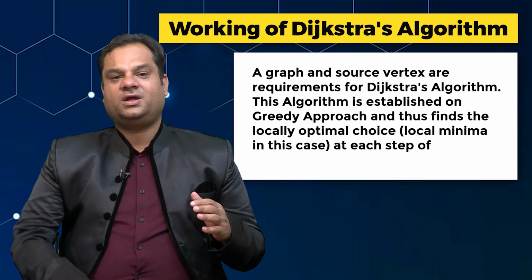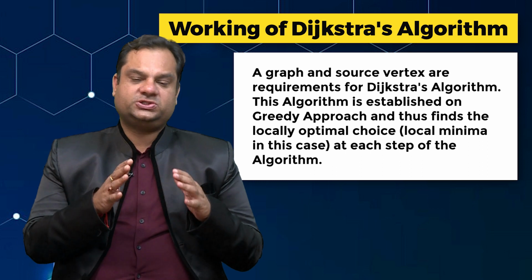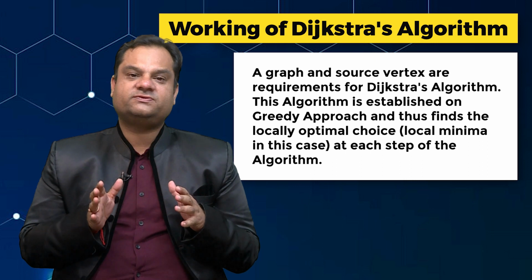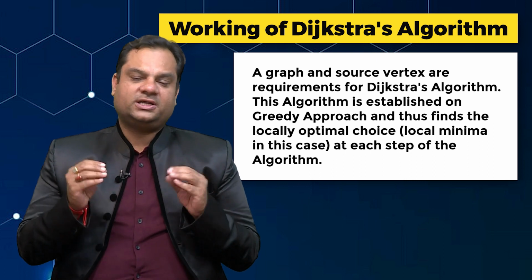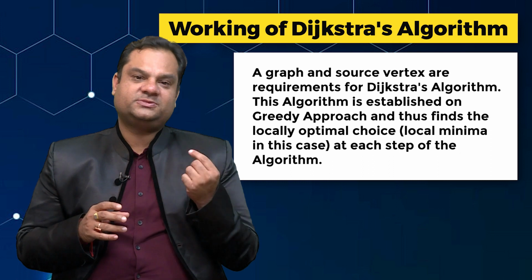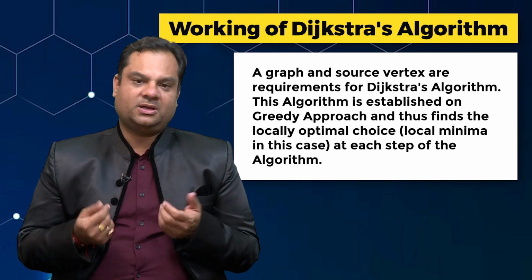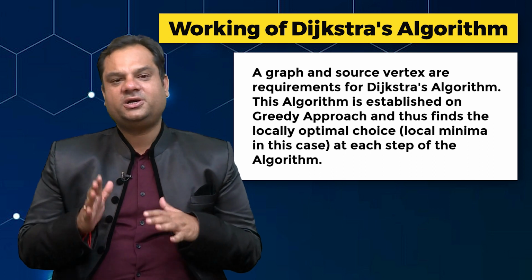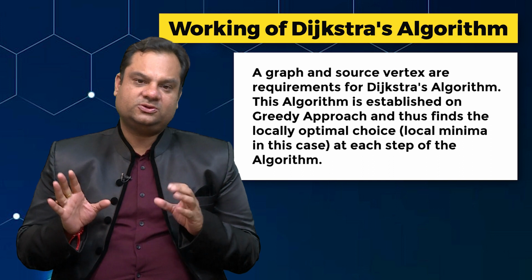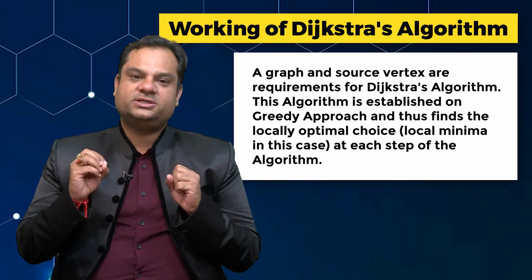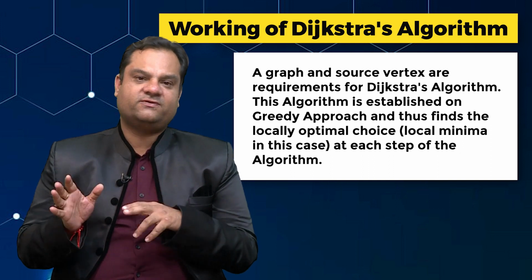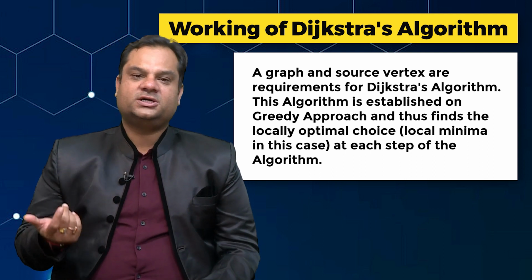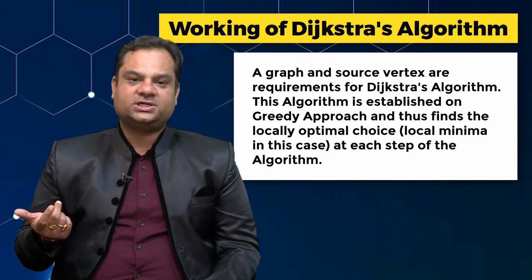The algorithm needs a graph and a source vertex. As I told you, that depends completely on you. You can choose any of the vertices as the source vertex. You do not necessarily start from the same vertex which I started from. You can start from any vertex; it depends on the user's point of view. Users are free to select any vertex as the source vertex and start the journey from it. So a graph and a source vertex are the requirements of Dijkstra's algorithm.